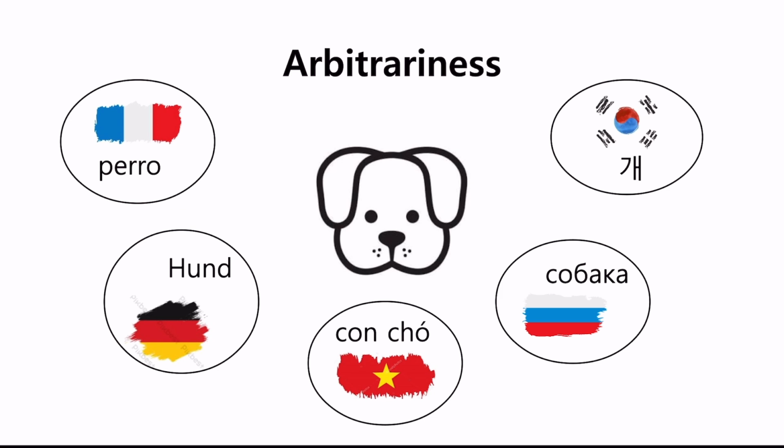Second, human language has arbitrariness. There is no natural reason why the sound "dog" means a dog. Other languages use very different sounds, like "cat" or "hunt." This shows that the sound and the meaning are not naturally connected.